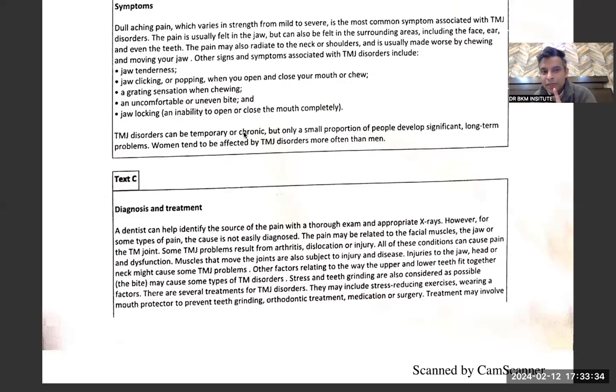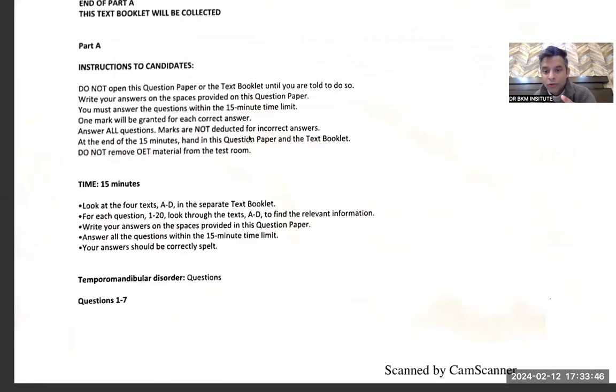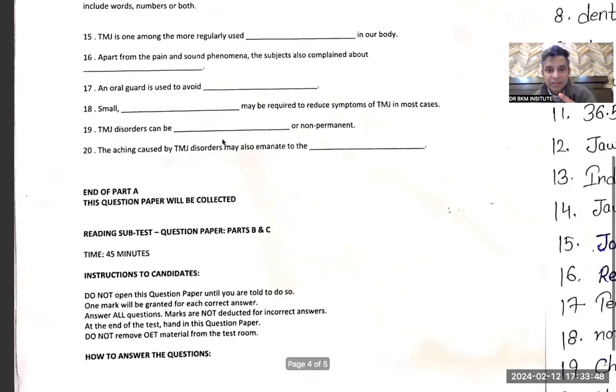Temporary, non-permanent or chronic. So changing the 19th answer to chronic. Sorry. Temporary means non-permanent. TMJ disorders can be temporary means non-permanent. So chronic, it can be chronic. If the or word is given, then I will change my answer. So I will go to chronic now. So chronic is my answer. So that is how you keep on evolving things. First answer was reversible, but that was irreversible. But non-permanent is equal to temporary.